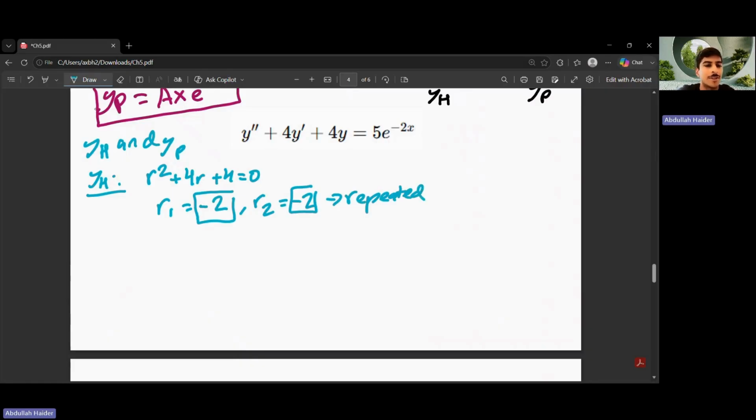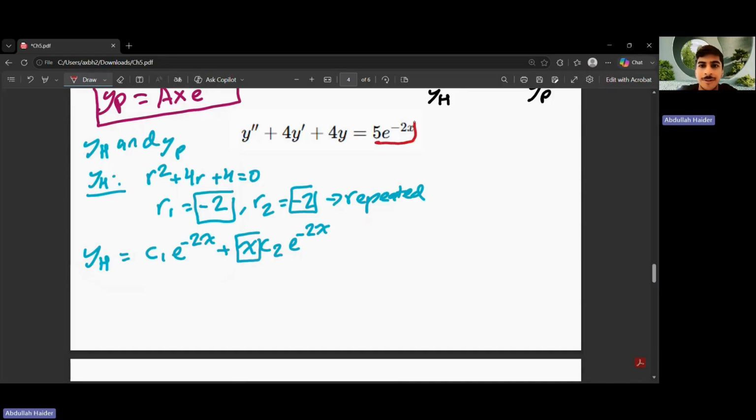This is repeated. So as I discussed previously, our solution will be C1 e power -2x, but the second solution will be multiplied by x because they're repeated. So x C2 e power minus 2x. So forget what I said. Just remember that if you have repeated roots, the second one will always be multiplied by x. This is our yh.